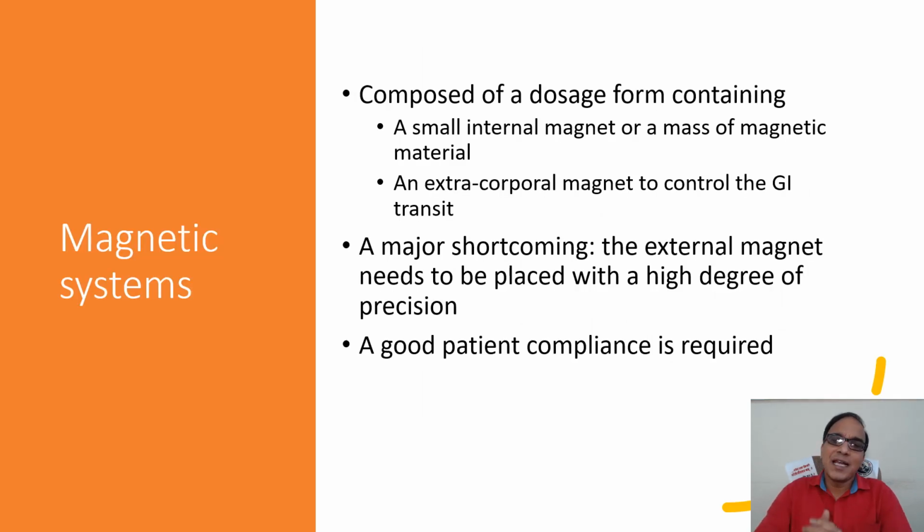Now moving to the magnetic systems. They are composed of a dosage form containing a small internal magnet or a mass of magnetic material, magnetite particles. An extracorporeal magnet can be used to control the GI transit. A major shortcoming with this magnetic system is that the external magnetic field is needed with a high degree of precision. Good patient compliance is also required for a successful magnetic system, magnetic GRDDS as you can say.